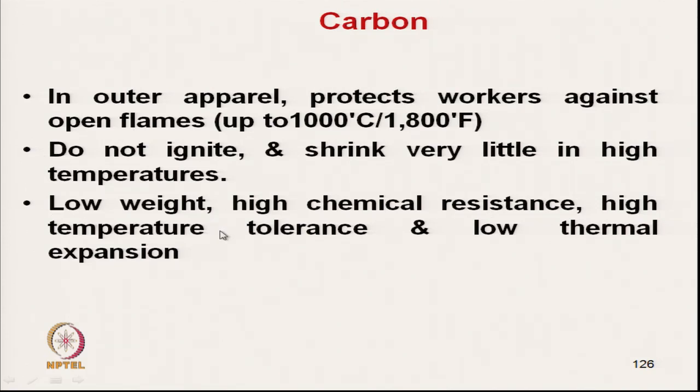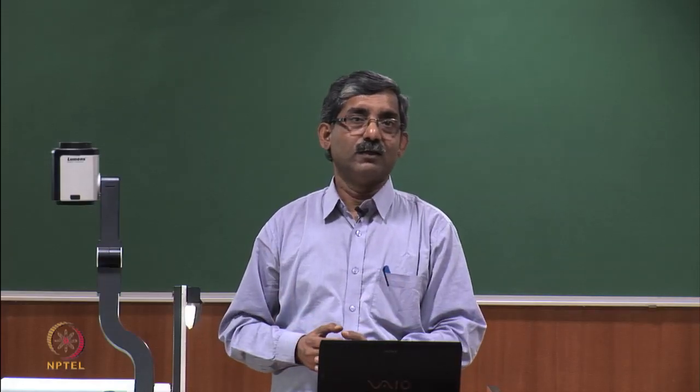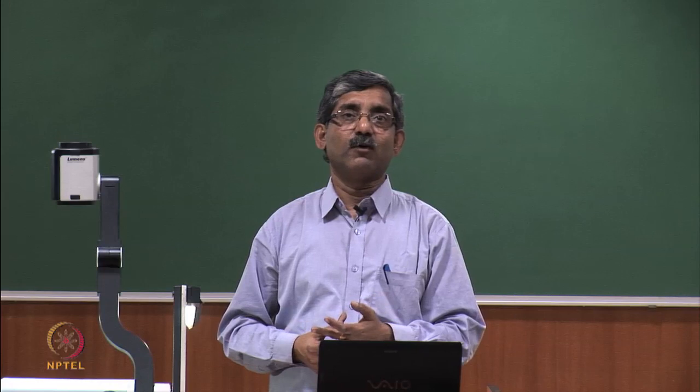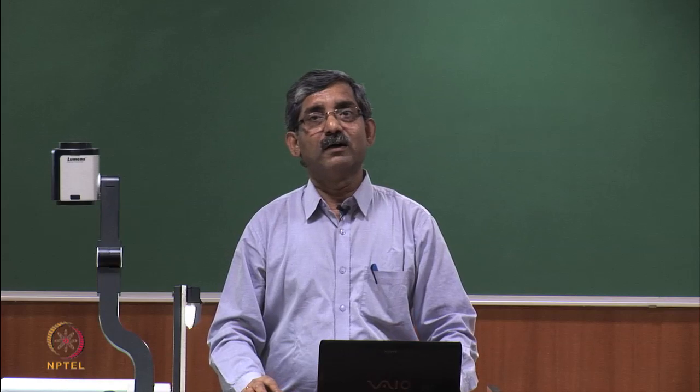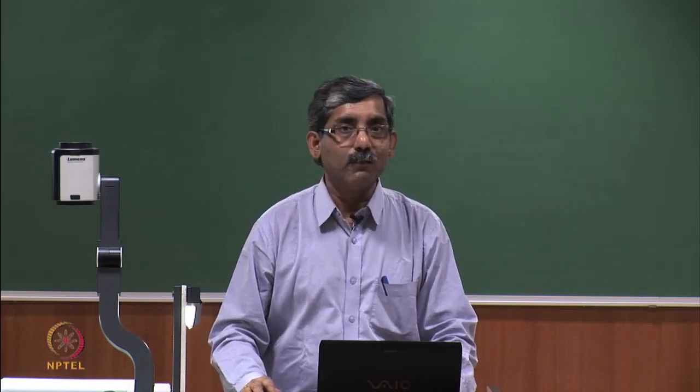So, lightweight, if we want lightweight fabric, typically for any performance clothing we need lighter weight, high chemical resistance. So, very high chemical resistance is required, high temperature tolerance and low thermal expansion. These are the qualities which actually make carbon fiber a material which can be used for protection from open flame. Next fiber is aramides.